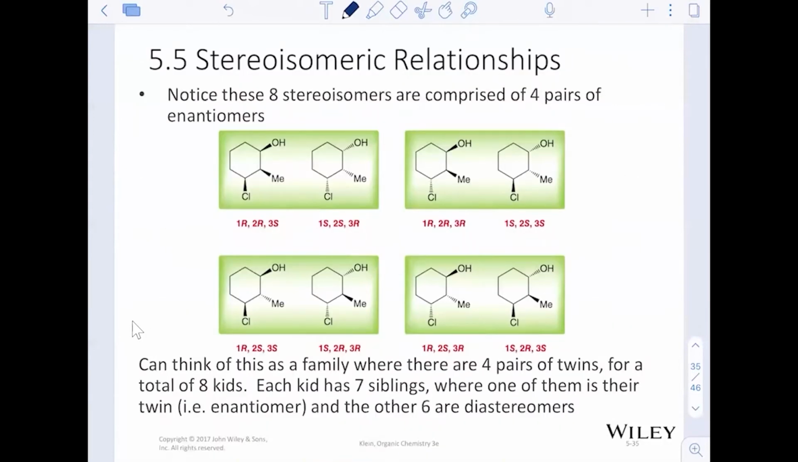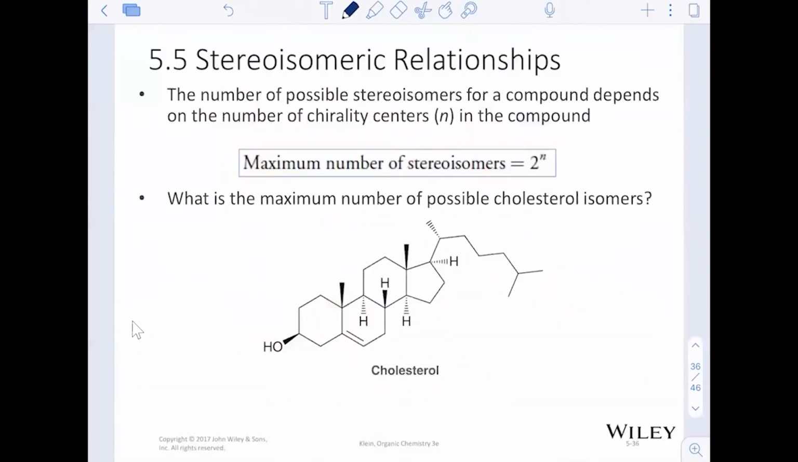We can think of this as a family when there are 4 pairs of twins, right? A total of 8 kids. Each kid has 7 siblings, where one of them is their twin and the other 6 are their diastereomers. It's a scary thought to think about, but that's a good one.